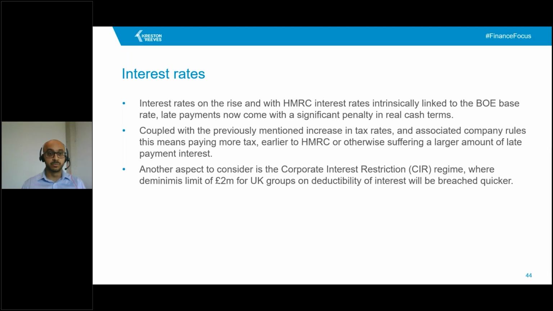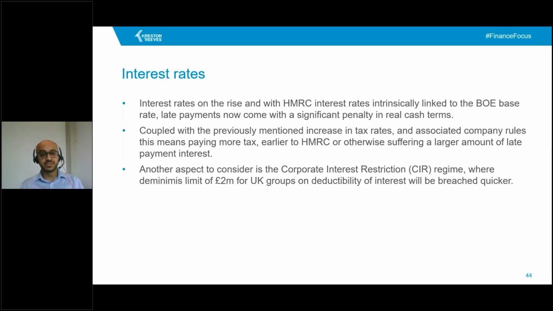Alongside the increase in the corporation tax rate and the associated company rules I mentioned just now, this results in paying more tax earlier with a potentially higher penalty for non-payment. One interesting aspect of this is that credit interest rates, so where companies or businesses have made overpayments of tax, the repayment or the supplementary interest on that is now increased. It's currently at around 3.5% or so, but that's still significantly below the penalty rate for late payment of interest.